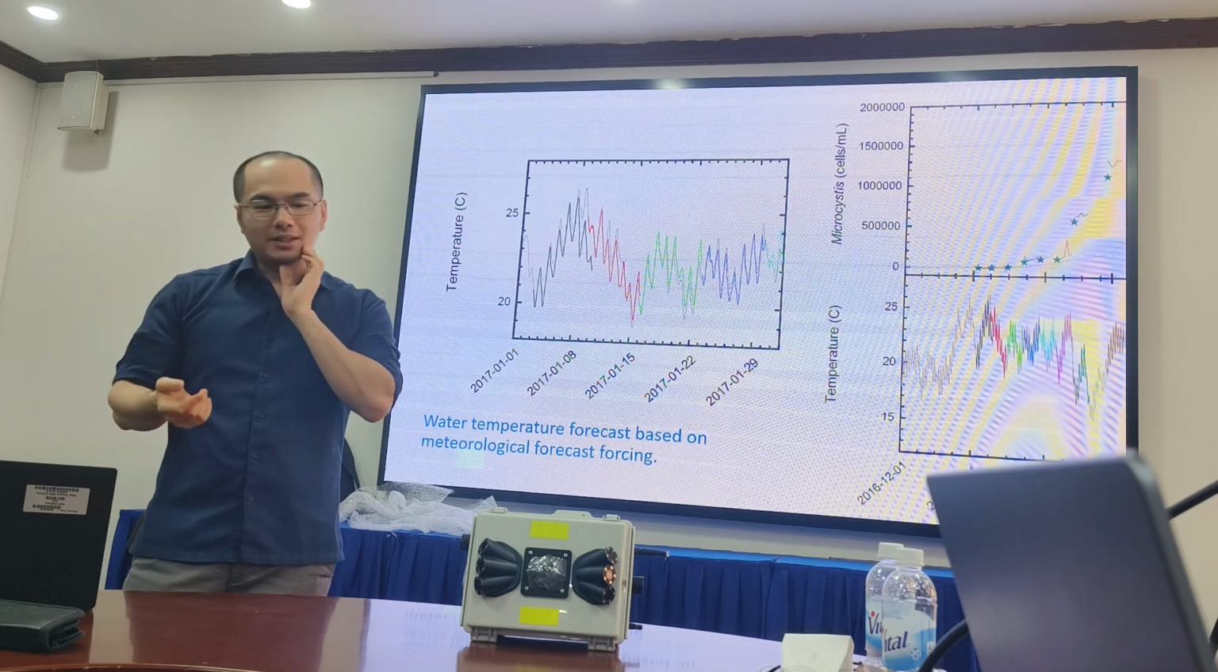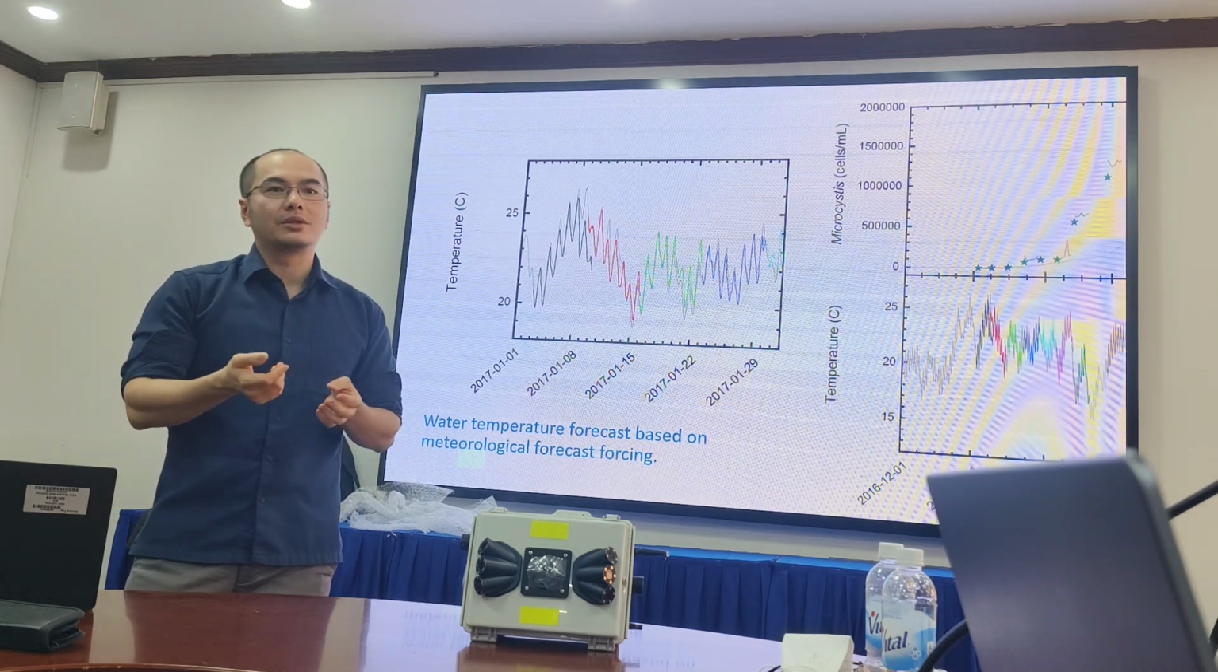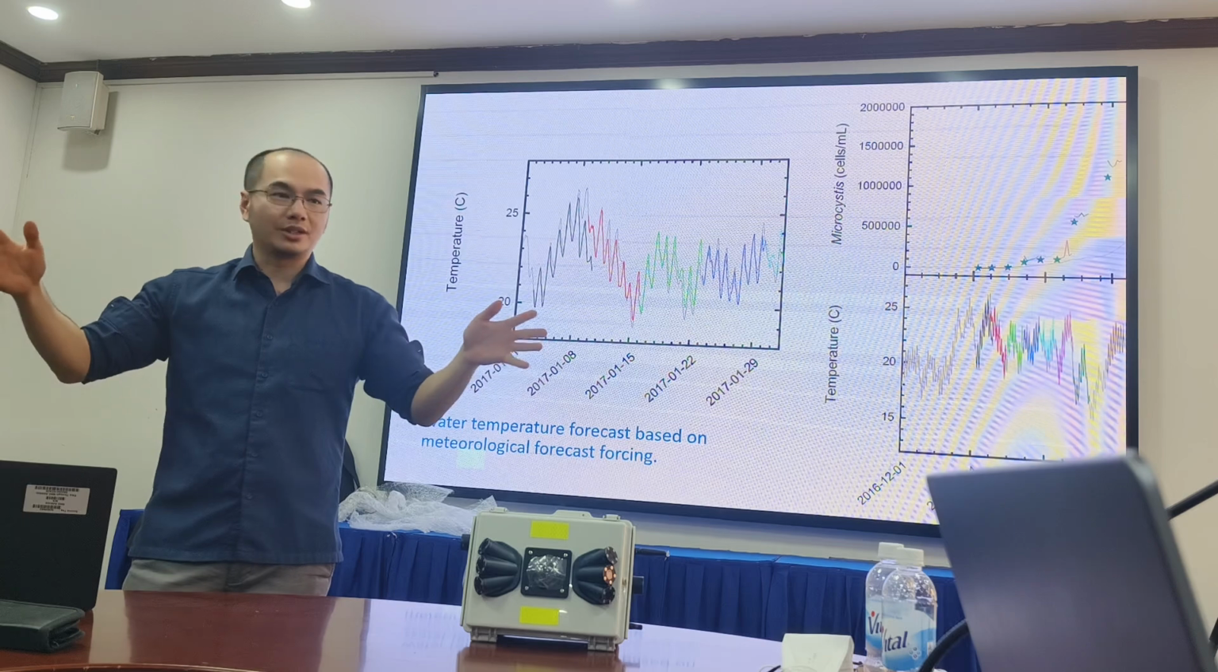So 1D has limitations, but it has the advantage that you could run operational, you could run live monitoring.